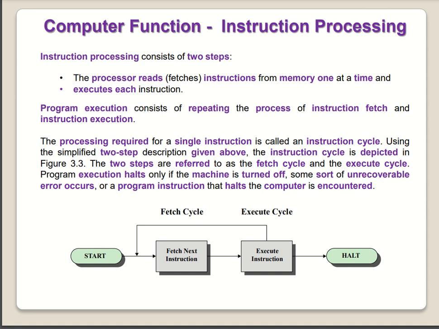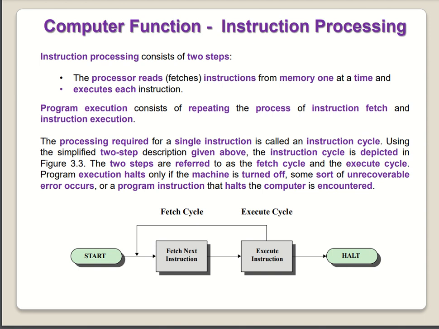So program execution is a repeating process. What does it mean, a repeating process? Fetch, execute. Again, fetch the next instruction, execute. Then fetch the third instruction, execute, and then fetch the fourth instruction and execute. It's a repeating process until the end of the program. The processing required for a single instruction is called the instruction cycle. So, fetch and execute, those two steps are called the instruction cycle. It has a two-step description, given in the diagram below. Instruction cycle means the processing required for a single instruction.